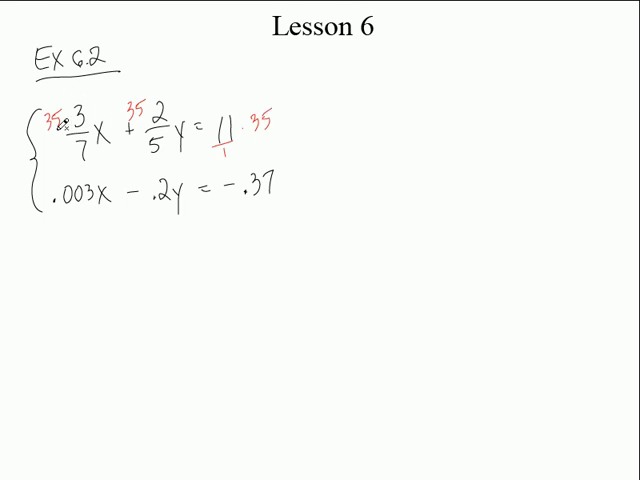Actually, I'll keep this red. Look what happens. I'm not going to go 35 times 3. Don't do that. The whole reason I multiplied by 35 is so the 7 would cancel out. The whole reason I multiplied this by 35 is so the 5 would cancel out. That was my reasoning. Make sense?